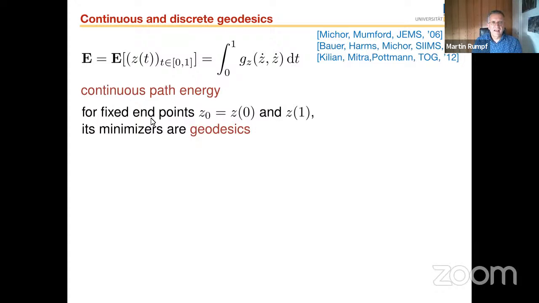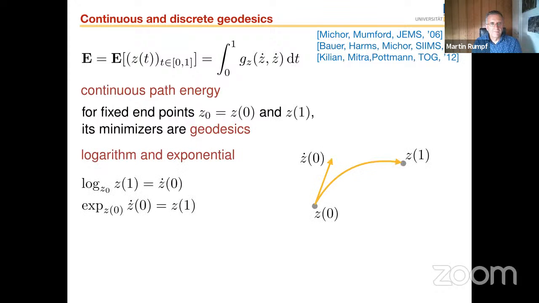And for fixed endpoints Z0 and Z1, its minimizers are known to be geodesics. They also minimize the length of the curve. And they have, in addition, the nice property that they are parameterized with constant speed. So once we are able to compute geodesics, then we can compute the logarithm.